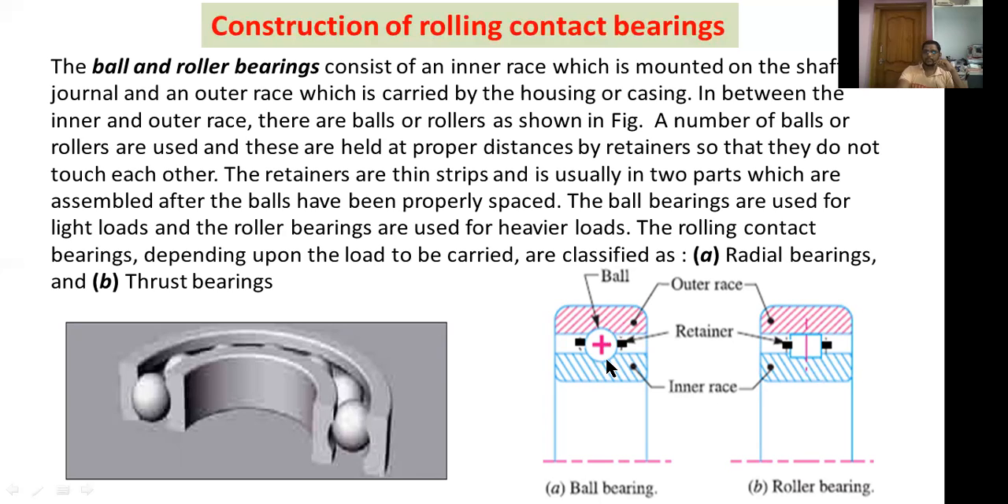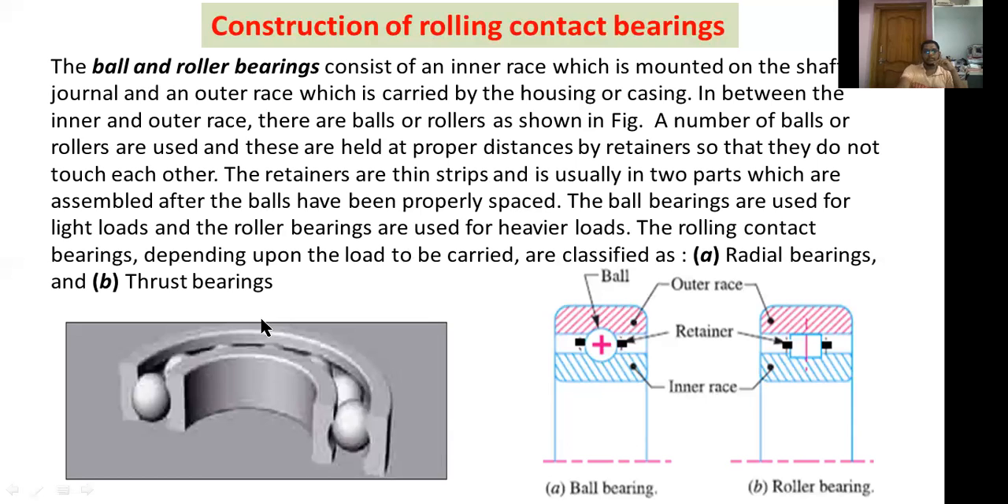Okay, so the ball bearings are used for light loads, and the roller bearings are used for heavier loads. The rolling contact bearings, depending upon the load to be carried, are classified as radial bearings and thrust bearings.